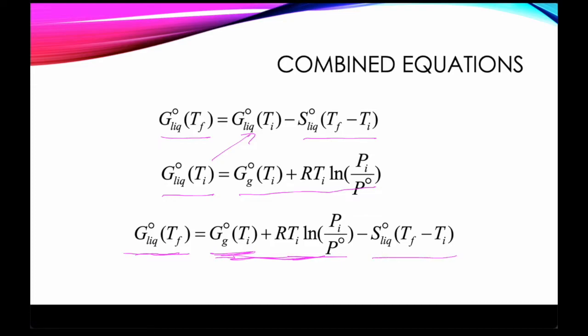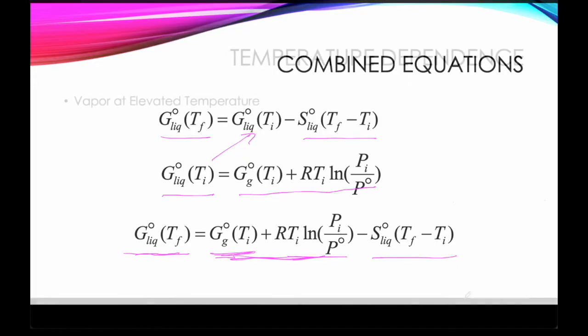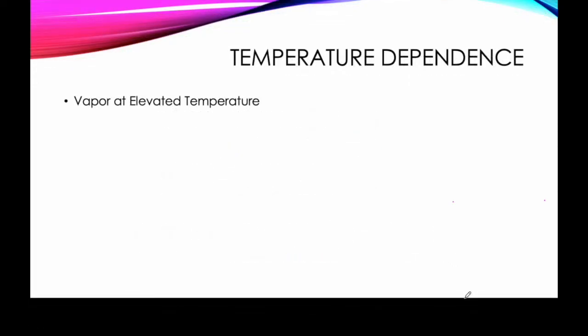So we're kind of plowing through some equations here. I'm hoping that you're following this. Certainly, please ask questions if you're not. Our goal here is going to be to derive an overall equation for the change in vapor pressure, and we'll leave the calculation actually for you to do at a later point. So let's take a look at the vapor at elevated temperature.